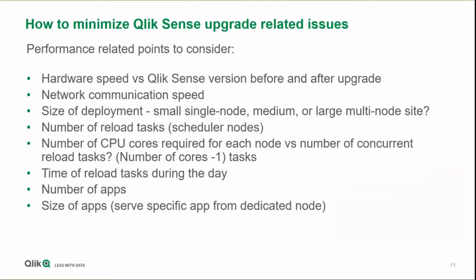Size of deployment, we discussed that. Number of reload tasks, scheduler node. It's good to also consider this, how many reload tasks you have, and how many CPU cores are there. Because as you know, the number of concurrent reload tasks is usually based on the number of cores minus 1. So if you have 16 cores, you could run 14 tasks. Start from less and then 14, 15 maximum. For most systems, 14 is a good number.